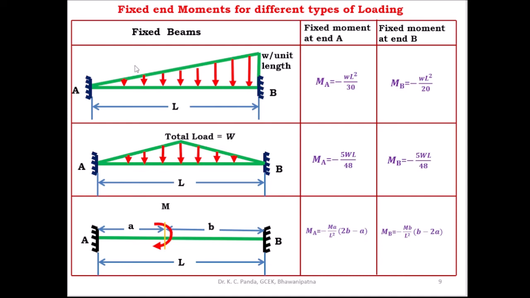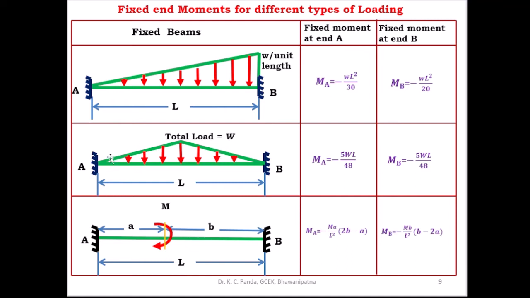Similarly, this is the fixed beam and the length of the beam is L, and this is the varying loading. Here the load is 0 at A, and at B the load is w per unit length. In this case, the fixed end moment at end A, MA, is equal to minus wL square by 30, and MB is equal to minus wL square by 20.